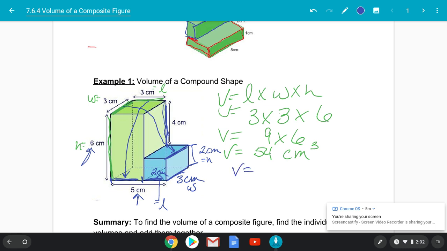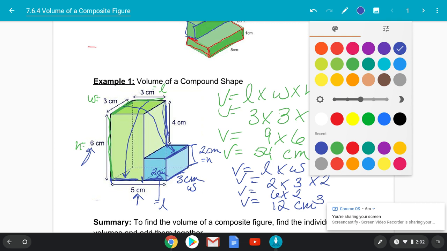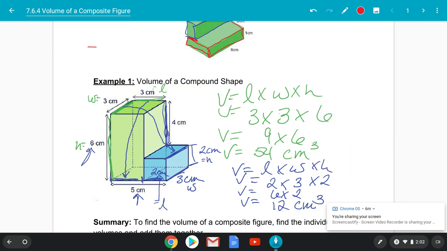So now for the blue piece, I want to find my length times width times height. Again, I'm going to do 2 times 3 times 2. So I multiply 2 times 3 first to get 6, and then I multiply that 6 by 2 to get 12 centimeters cubed. So I found the volume of the green piece, I found the volume of the blue piece, but now I want to answer it by finding our composite volume.